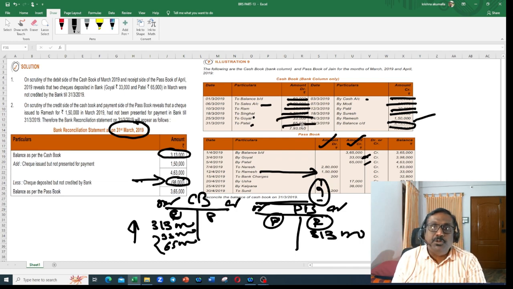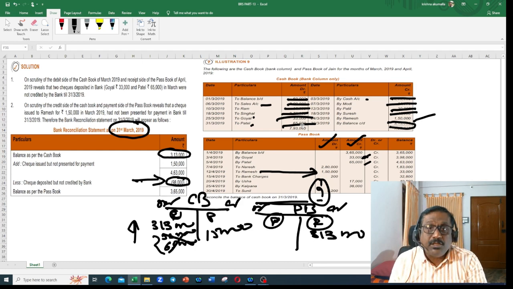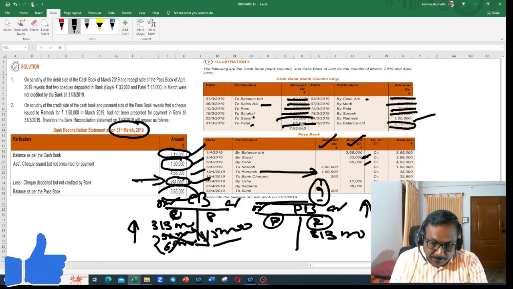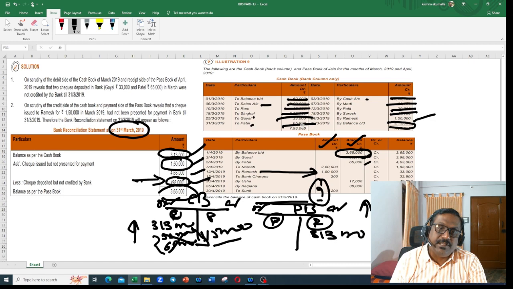Then 1,50,000 check issued to Ramesh, credited in cash book but not debited in passbook. So let us remove these two. 1,50,000 I credited in cash book, but in passbook it got debited only in the month of April, not before 31st March. So when I credited 1,50,000 in my cash book, balance got reduced, but my question mark balance got increased, so I need to add this 1,50,000. So 3,13,000 plus 1,50,000, 4,63,000 minus 98,000. My passbook balance is 3,65,000. That is what, see the opening balance of passbook showing 3,65,000. Clear? That's all about this problem.